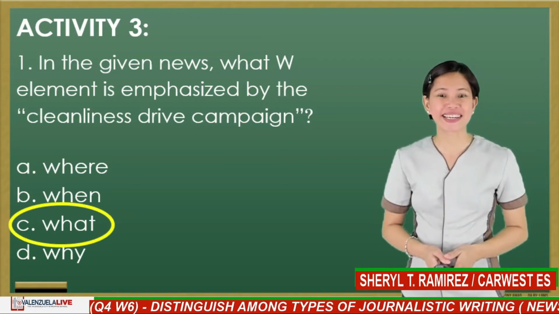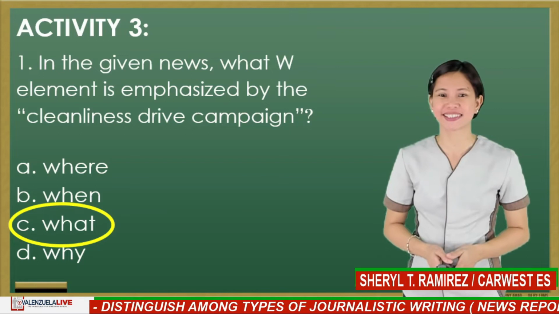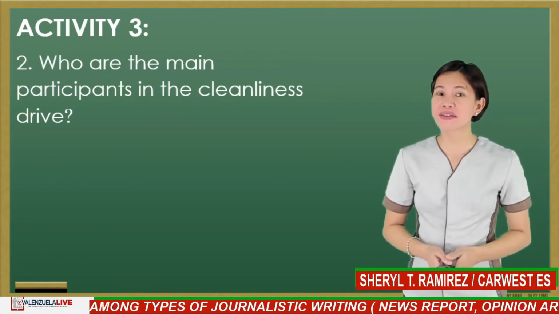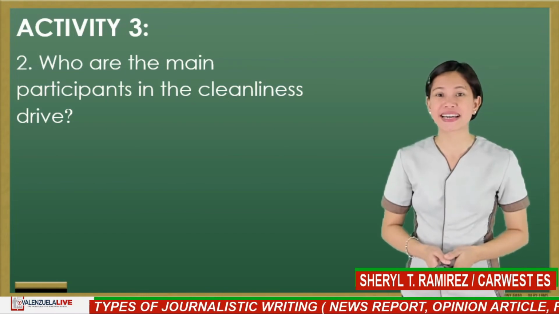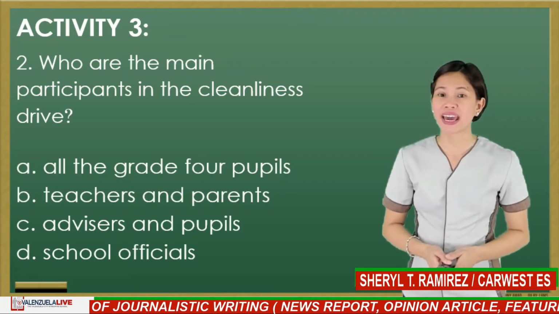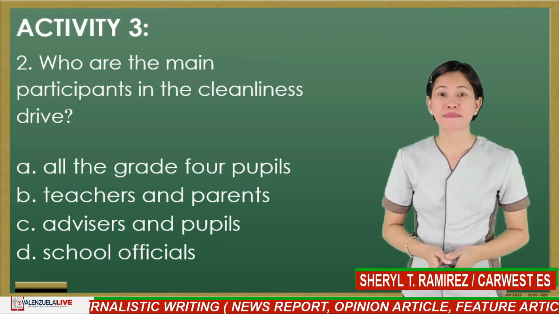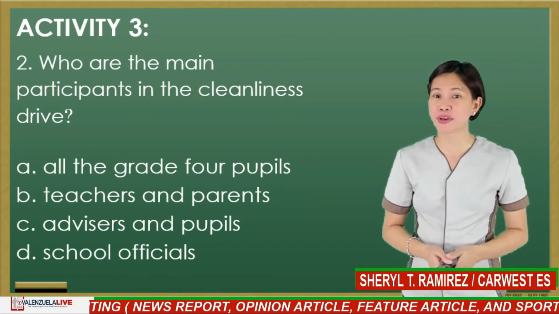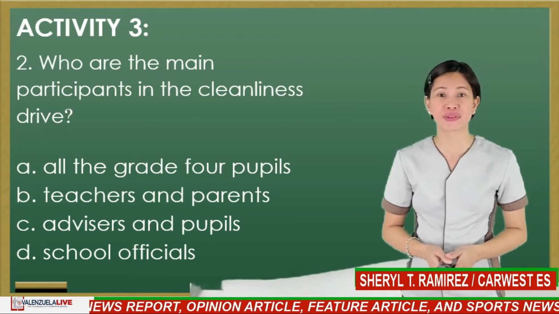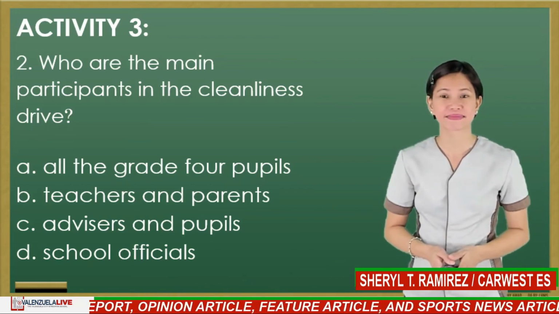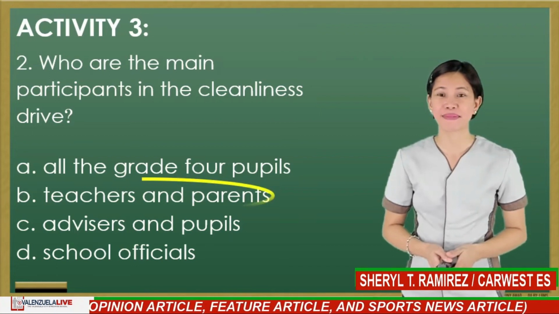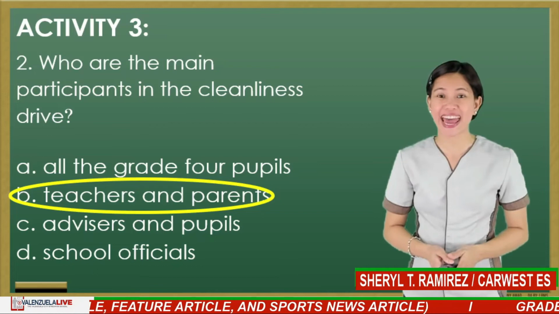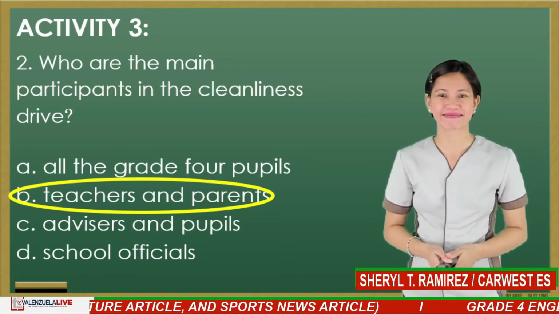Right. Letter C, the answer is what? For number 2, who are the main participants in the cleanliness drive? A. All the grade 4 pupils. B. Teachers and parents. C. Advisors and pupils. Or D. School officials. Keep them coming. Correct. Letter B, teachers and parents.